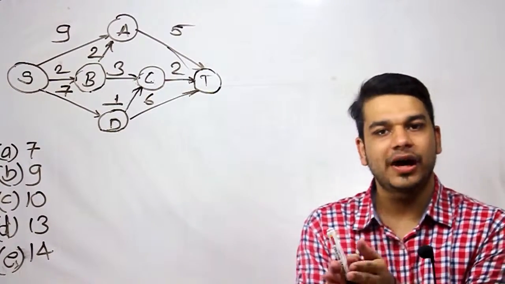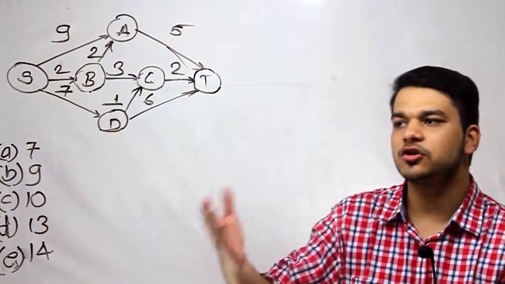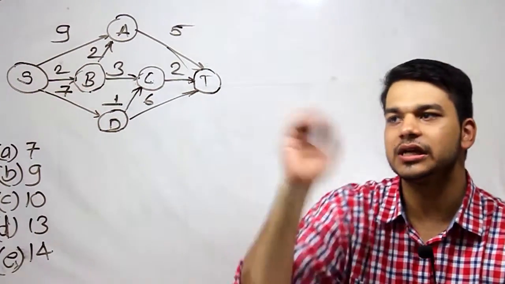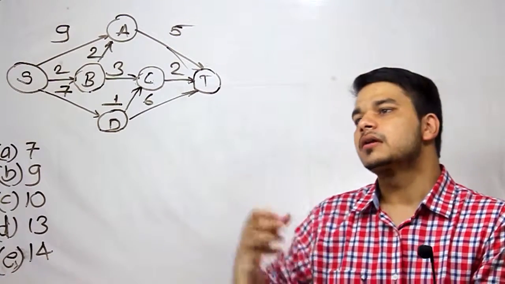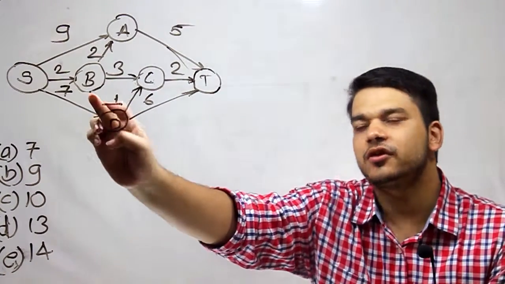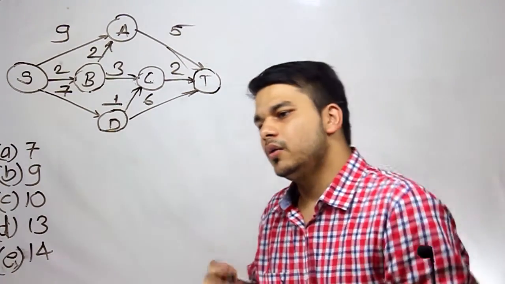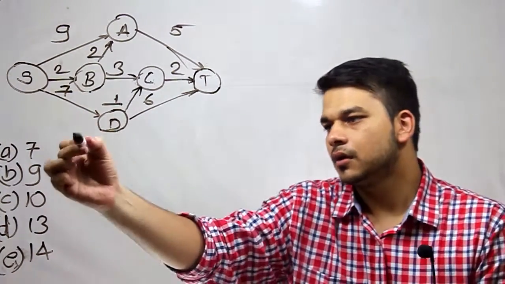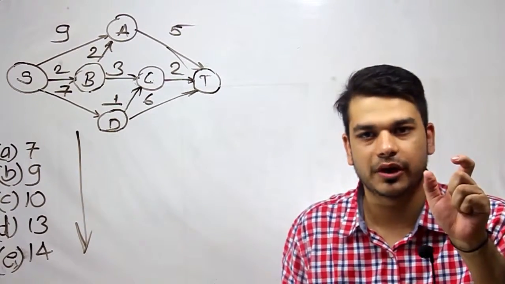Okay, there are two parts in this problem. The first part, it is given that the cost of traveling from S to T should be minimum, and the second condition is given that less than 70% of the traffic should pass through junction B. Okay. Now we have the options given here. We'll go in ascending order since we need to find the minimum cost required.